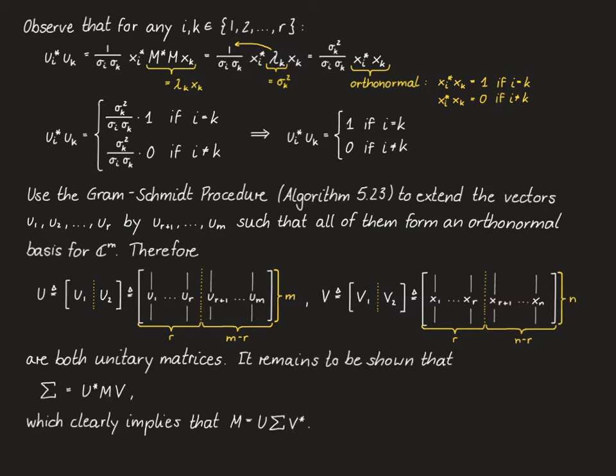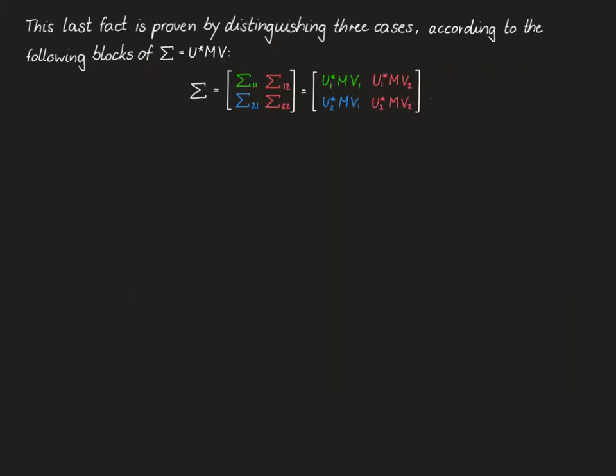Hence, it remains to be shown that the matrix sigma, which was defined in the theorem statement, can be written as U star times M times V, which then clearly implies that M can be written as U times sigma times V star. And this last fact is proven by distinguishing three cases according to the following blocks of the matrix sigma, which is defined as U star M V.